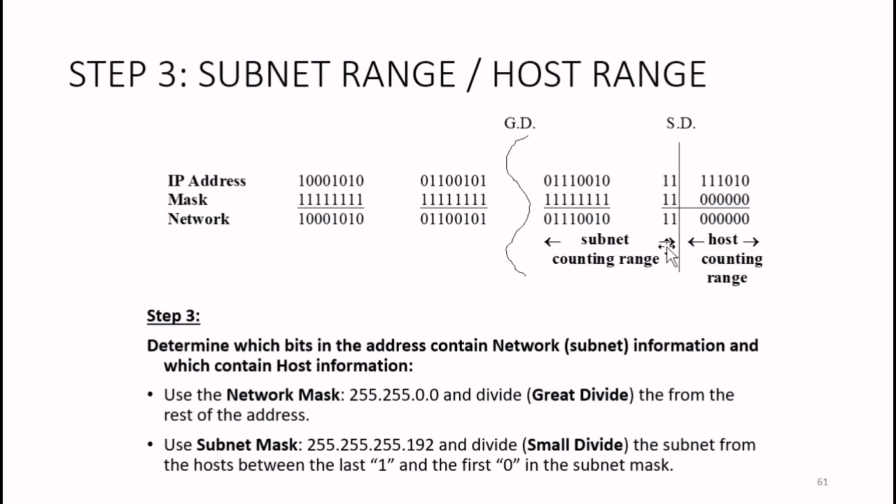So from here we know that the subnet counting range, or the bits, is from this divider to this divider. So how many bits do we have? 8, 9, 10. 10 bits for the subnet.